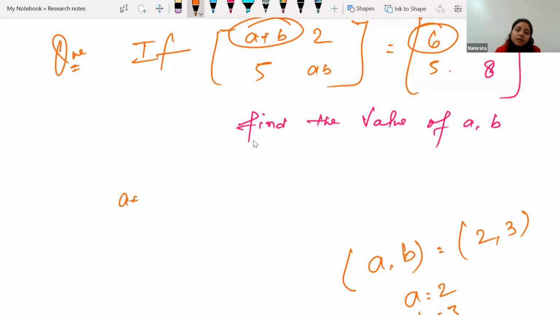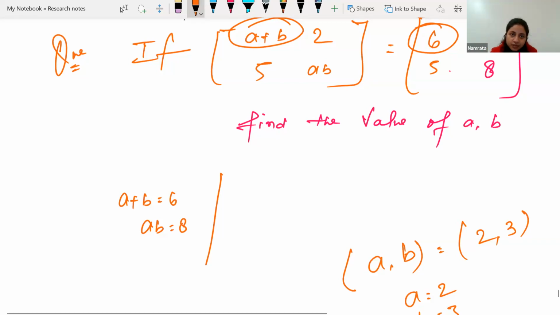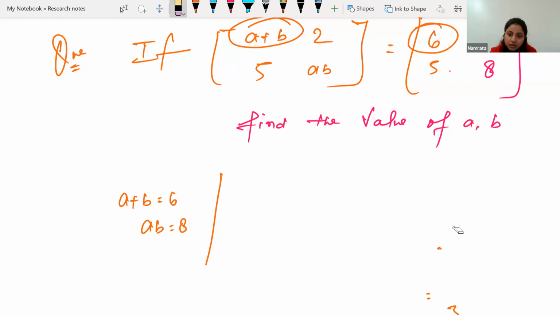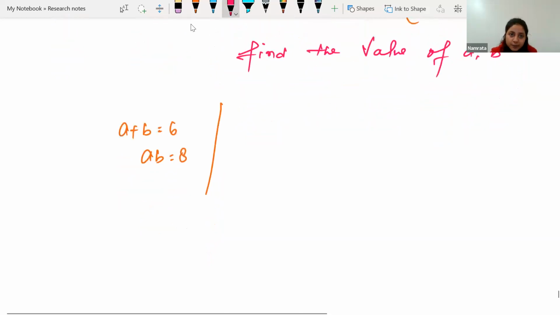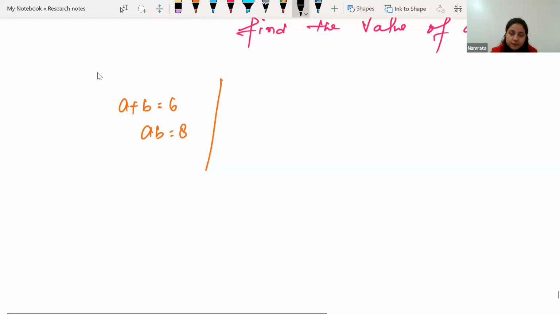Okay, so we will be having a plus b is 6, 2 is equal to 2, it's okay, 5 is equal to 5, ab is equal to 8. From here we have to find the value of a and b. Now you will be able to solve this type of equation. Who will tell me how to solve this type of equations? What to do over here? Anyone? How to solve this equation? a plus b is given, ab is given. What to do to solve these two quickly? Any idea?